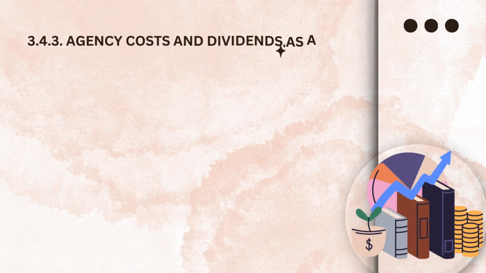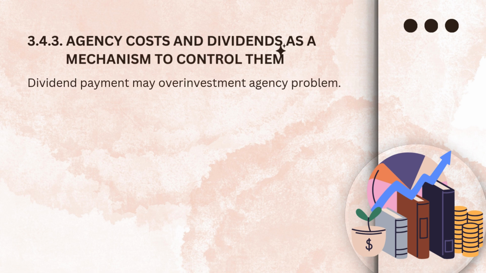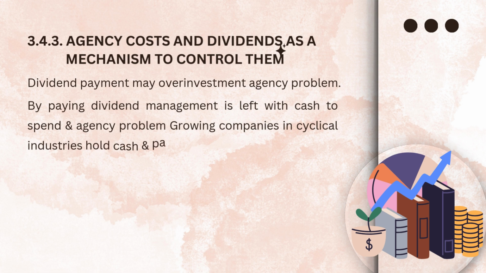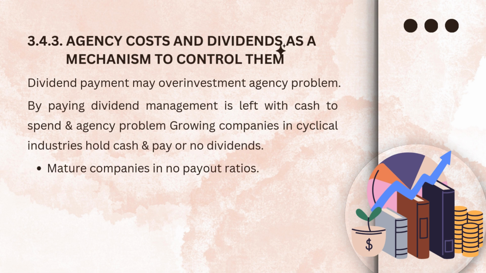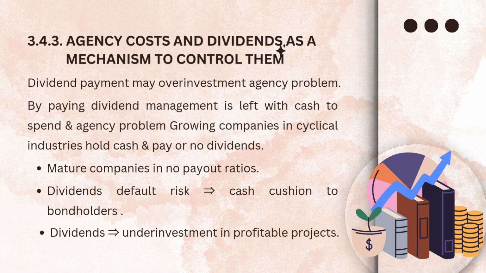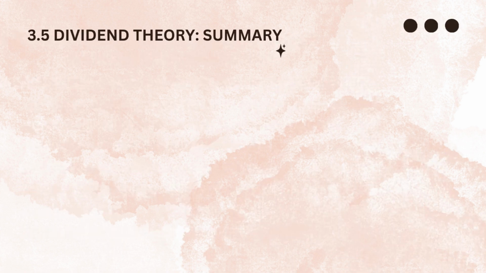3.4.3 Agency costs and dividends as a mechanism to control them. Dividend payment may reduce the overinvestment agency problem. Without paying dividends, management is left with cash to spend, creating an agency problem. Growing companies in cyclical industries hold cash and pay low or no dividends. Mature companies have high payout ratios. Dividends reduce default risk by providing a cash cushion to bondholders. Dividends can also lead to underinvestment in profitable projects.